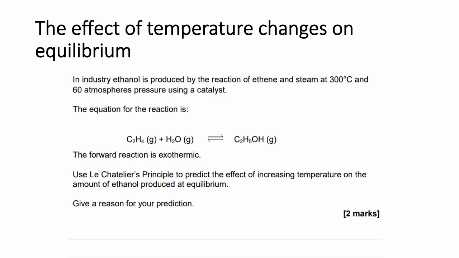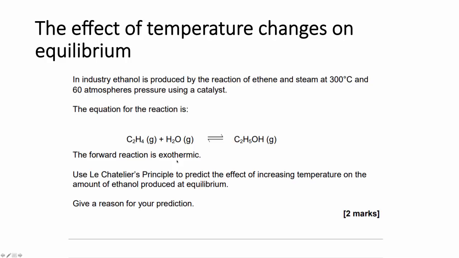If we have a look at a worked example, in industry, ethanol is produced by the reaction of ethene and steam at 300 degrees and 60 atmospheres of pressure. We have 1 mole of ethene reacting with 1 mole of steam to make 1 mole of ethanol. And the question tells us the forward reaction is exothermic. It asks you to use Le Chatelier's principle to predict the effect of increasing temperature on the amount of ethanol produced at equilibrium. Now, the best way to do this is to chunk the answer.